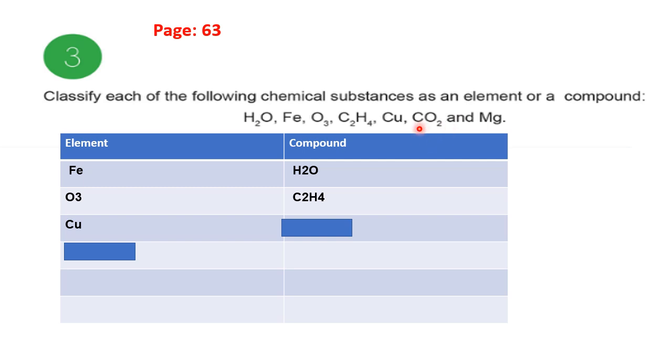CO2, it's made up of carbon and O for oxygen. So carbon and oxygen, it's a compound. Mg is for magnesium. It's made up of only one type of chemical element. So it is an element.